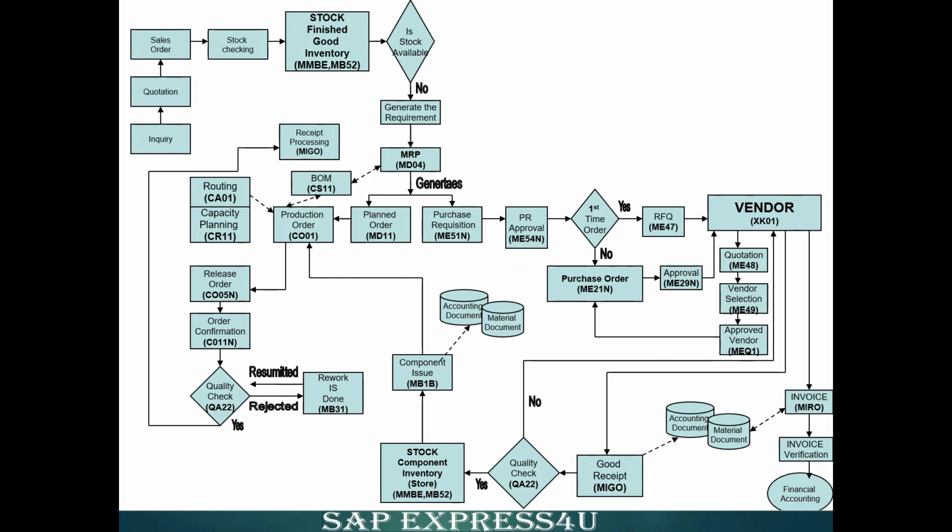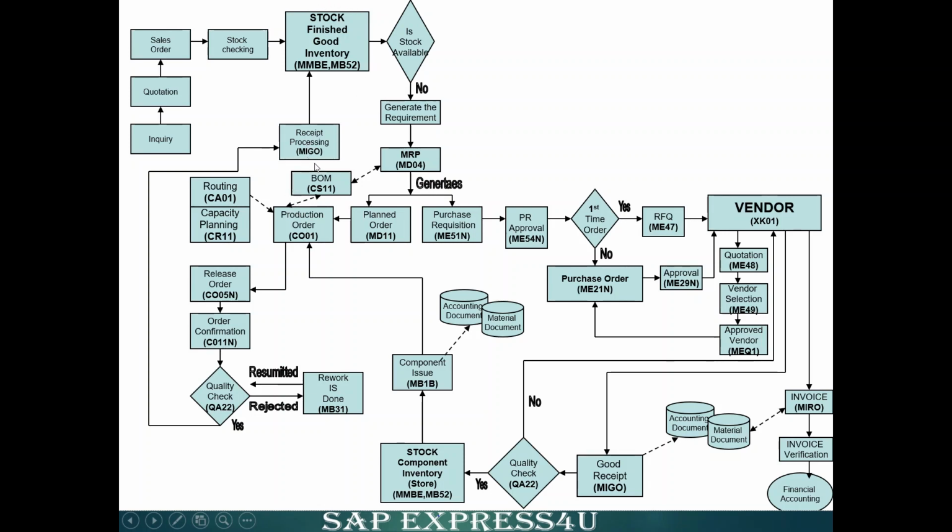So here for the components, movement type 261 will take place, where 261 means consumption of the raw materials. And goods receipt will happen for the parent item, that means the green towel, so for that 101 will happen. Now MIGO is done. As MIGO is done and all the quality checks are done, stock will come to your finished goods inventory.